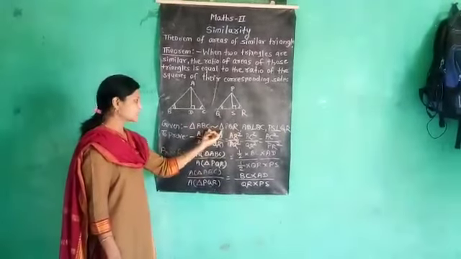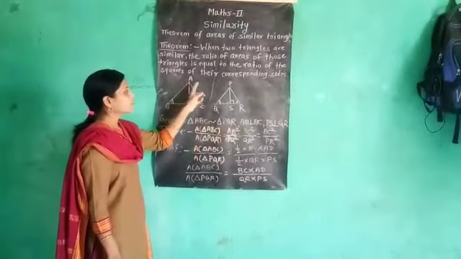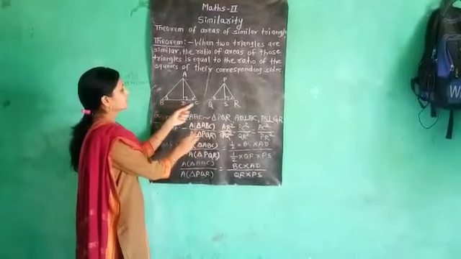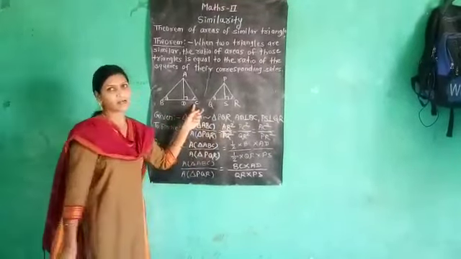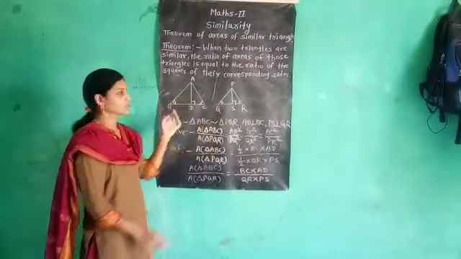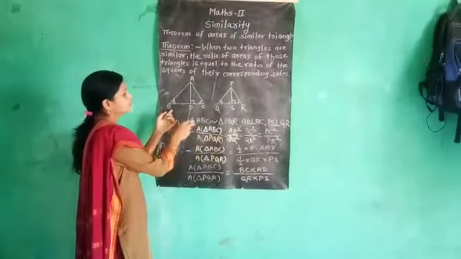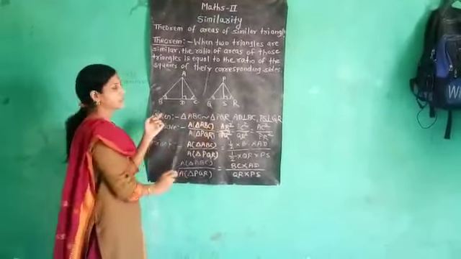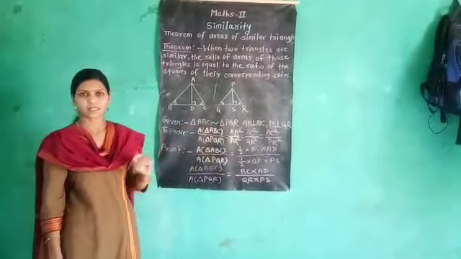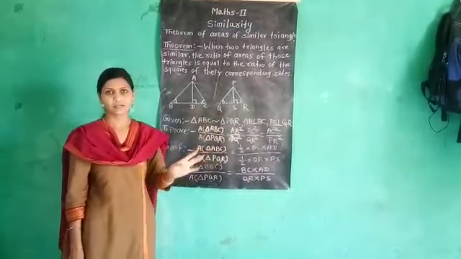From this statement we say that angle A is congruent to angle P, angle B is congruent to angle Q and angle C is congruent to angle R. And also their corresponding sides are in proportion. That is, side AB upon side PQ equal to AC upon PR equal to BC upon QR. That is the meaning of similar triangles. Sides are in proportion and the angles are congruent.